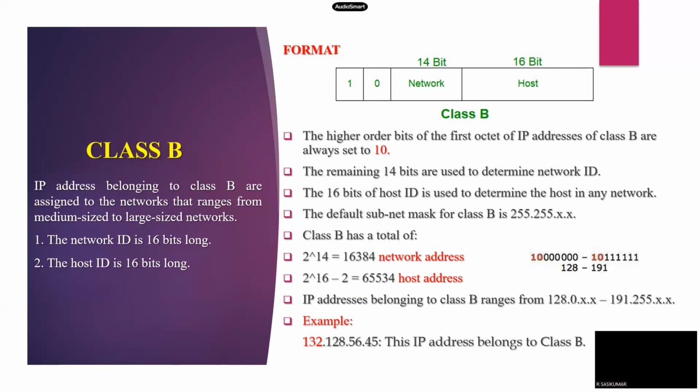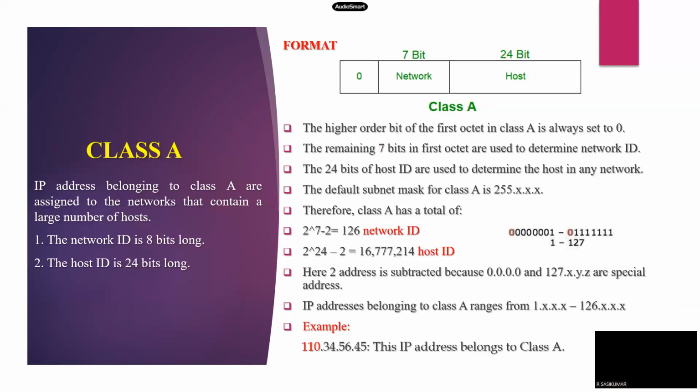I told you already: how many networks are available? 2 power 14, so 16,384 network addresses. How many hosts does each network contain? 2 power 16 minus 2, which is 65,534 host addresses. So every network contains 65,534 host addresses. The IP address range starts from 128.0.x.x to 191.255.x.x.